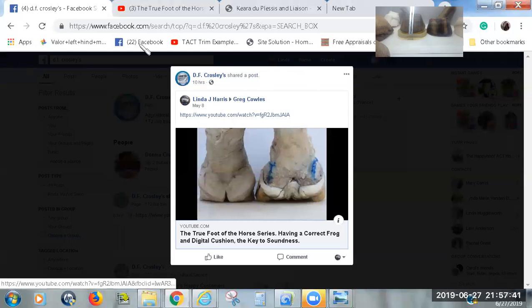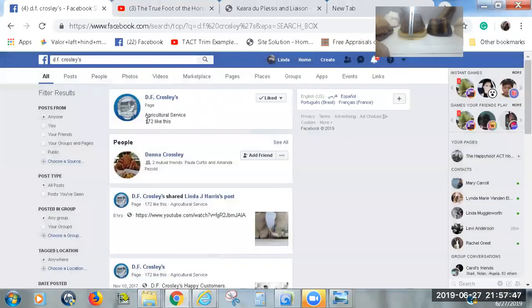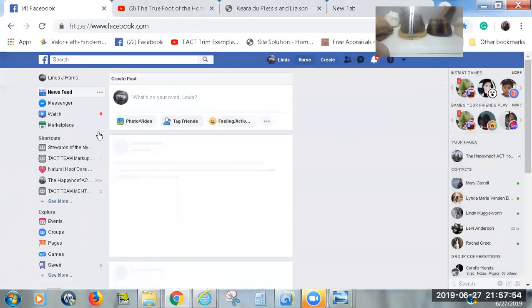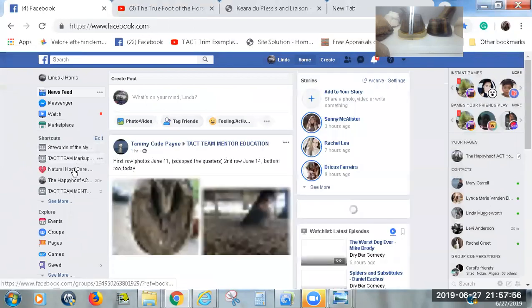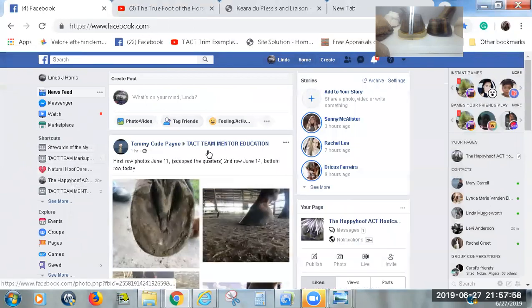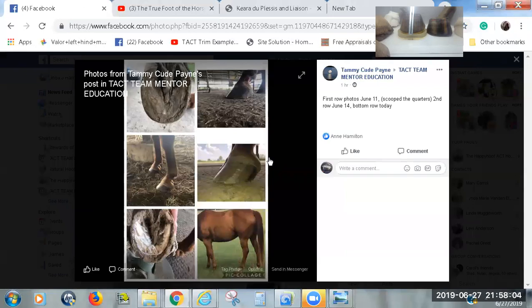Let's see here. It does look like the feet are changing.